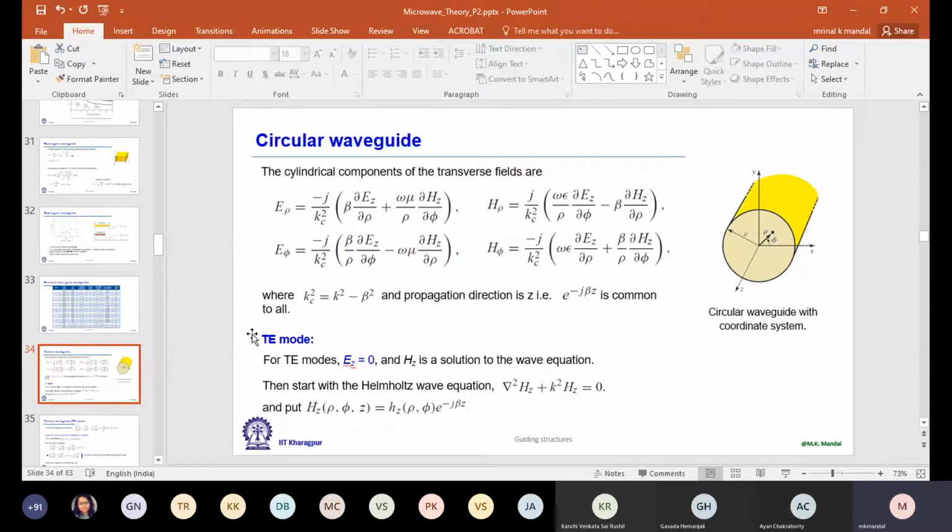For TE mode, we start with the reduced wave equation for Hz, because by definition Ez is 0. In the direction of propagation, we don't have any electric field component.